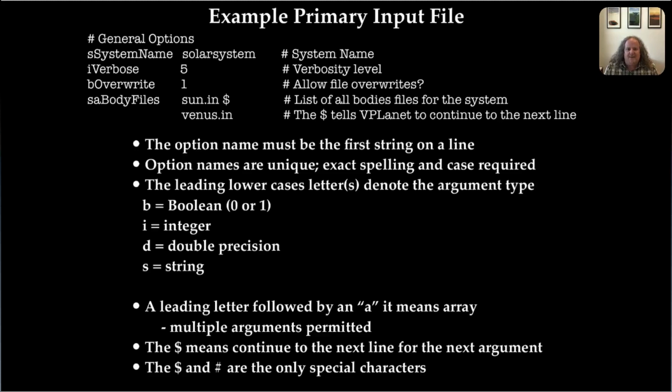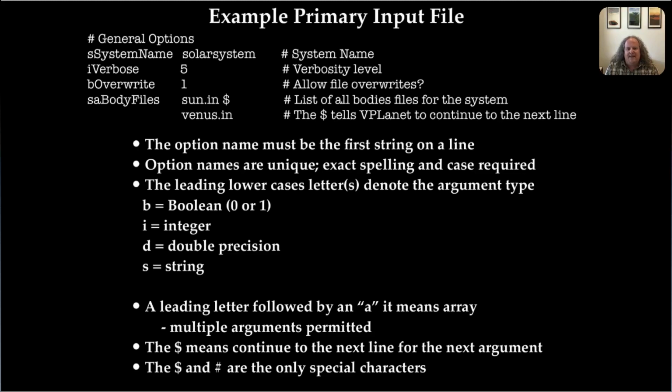The first actual option is sSystemName, which is a required option and is just an identifier for this simulation. iVerbose is the next option, and it sets the amount of text VPLanet prints to the screen. 0 is no text, 5 is all text. bOverwrite disables or enables the overwriting of previous results in the directory. Next, saBodyFiles is the list of all bodies to be included in the simulation. Note that the option name must be the first string on the line, and exact spelling and case are required.